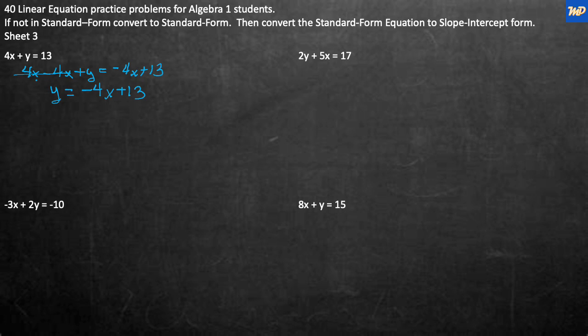Next problem. Our terms are out of order. It should be x first, y after the x. They should all be positive, so we're in good shape there, and there are no common factors in this problem. So I'm going to rewrite this as 5x plus 2y equals 17. Now we're in the standard format. We're going to go now to slope-intercept.